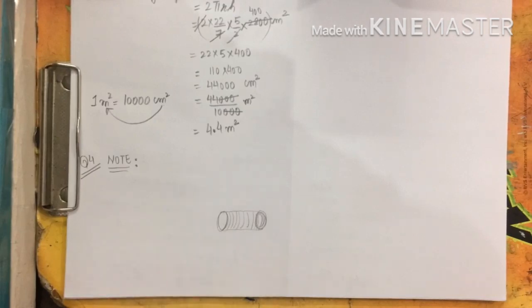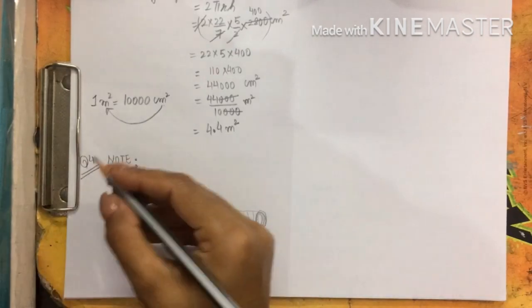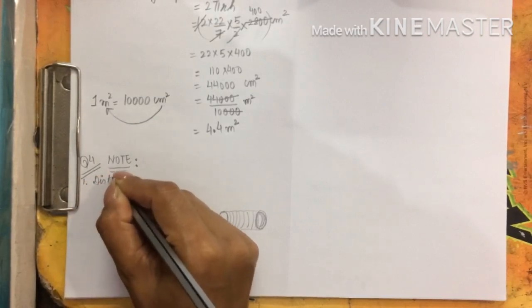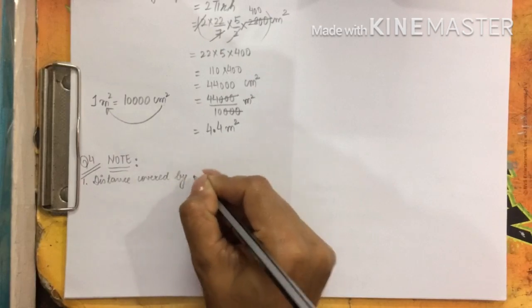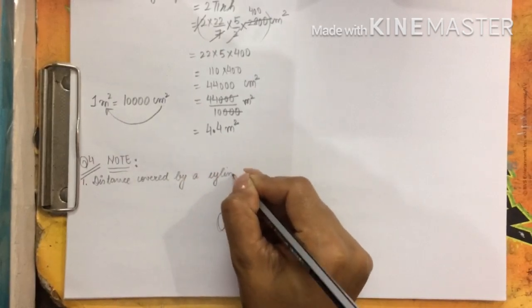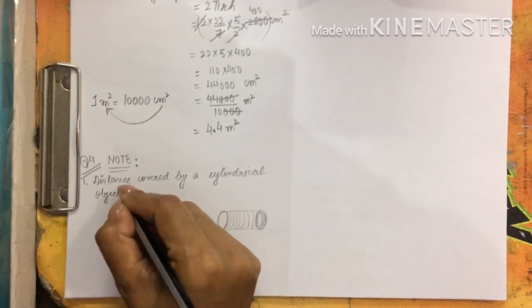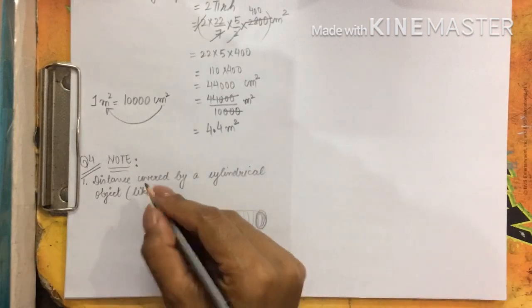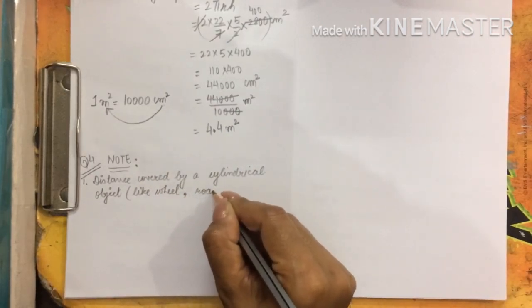Now how do we find out the distance covered or the area covered by a cylindrical object like a road roller? Another example could be a wheel. So the note is with respect to that. So let's write down. The first fact that we want to note is the distance covered by a cylindrical object. Now what could be those cylindrical objects? You could write down for yourself like wheel or a road roller.